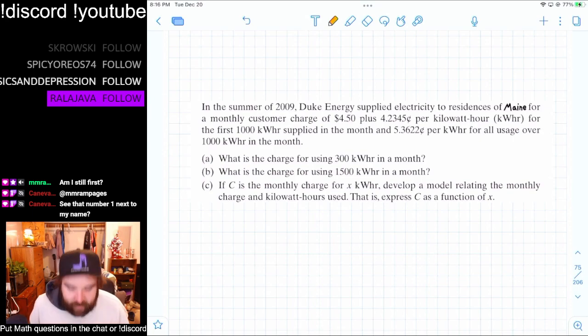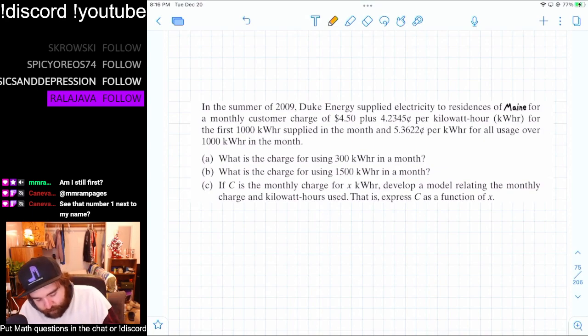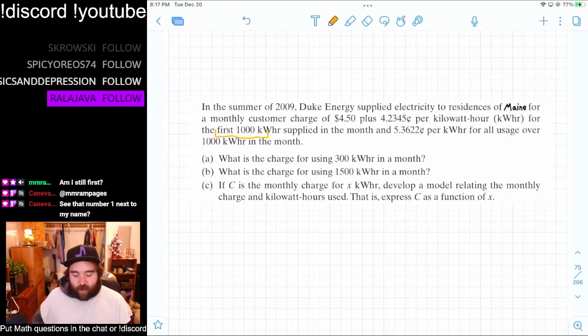So let's go step by step. Let's not just make the equation right at the beginning, as much as I would like to. Let's do the first problem. What is the charge for using 300 kilowatt hours per month? So what do they tell us? Well, the whole point of this problem is they have a different charge for the first 1,000 kilowatt hours than they do for the rest of them. So if they're only using 300 kilowatt hours, we're going to be working with the first equation.